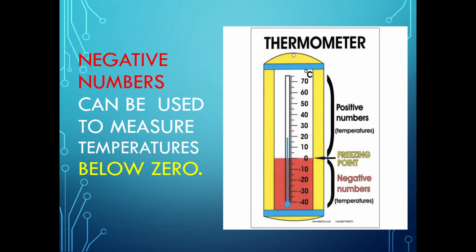So again, temperature can be positive. It can be zero. It can be negative. What is the normal body temperature of a person? 37, sir. 37 Kelvin. I agree with that. Okay, that's the normal body temperature of a human person.